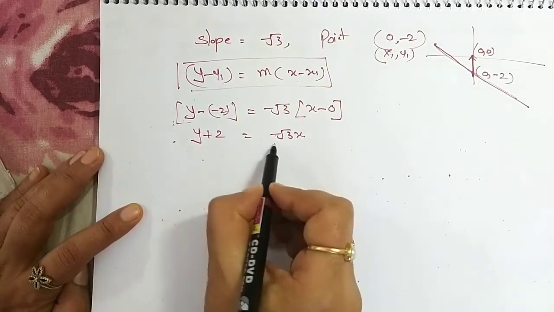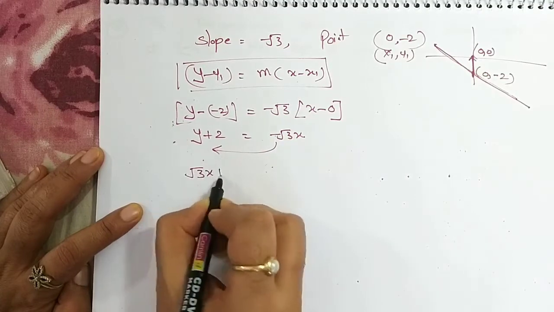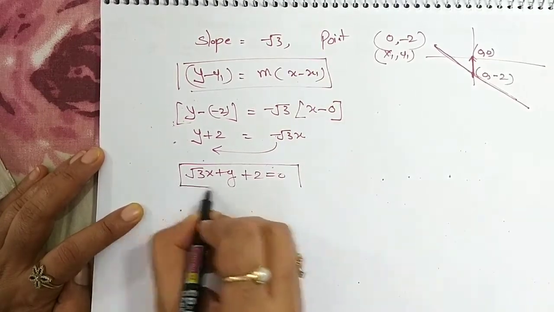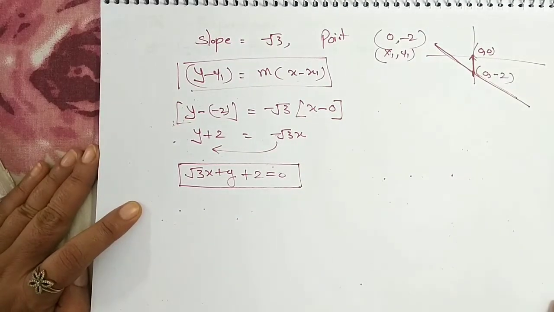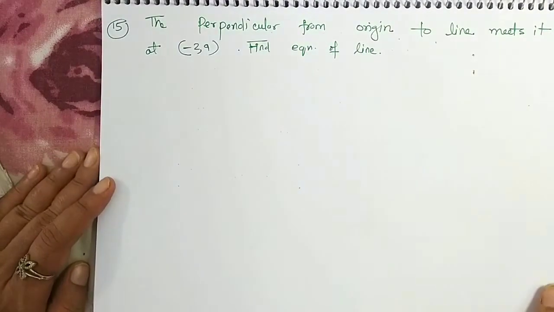So similarly I can bring it this side to make it plus. So it will be root 3x plus y plus 2 is 0. So guys, this is my final answer, the second part of it. Okay, let's do one more question.